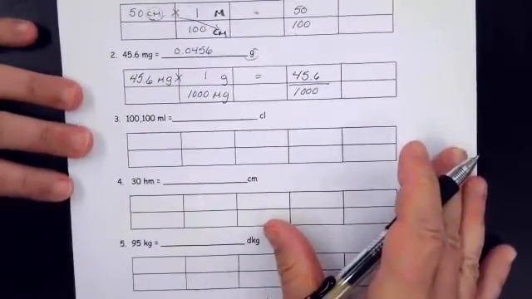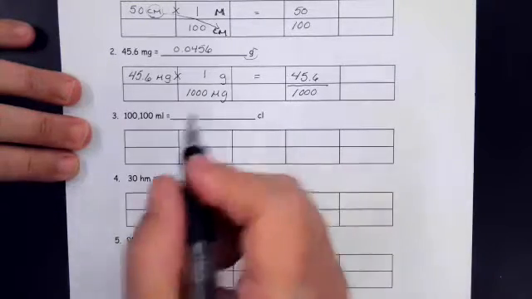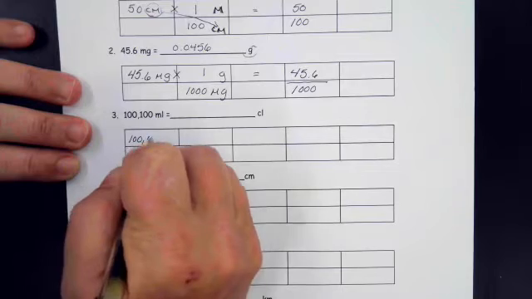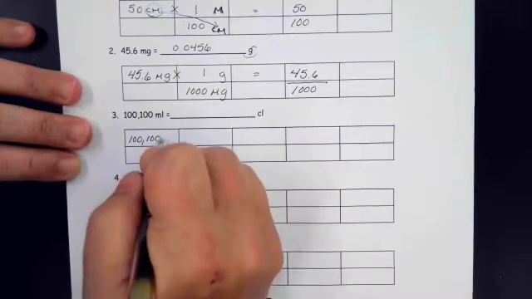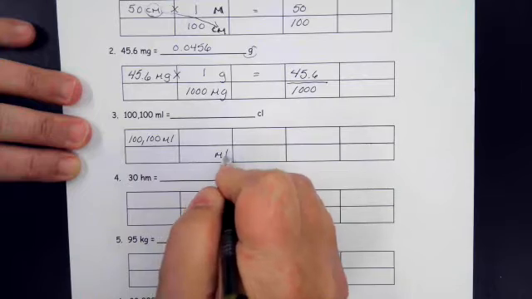The third problem gets a little interesting because it's what I normally call a two-stepper. So we start exactly the same. Do you sense a pattern yet? We're going to put 100 milliliters, and milliliters in the bottom.